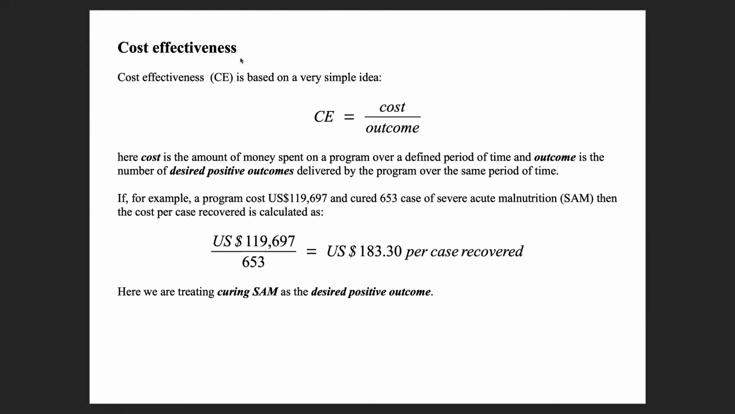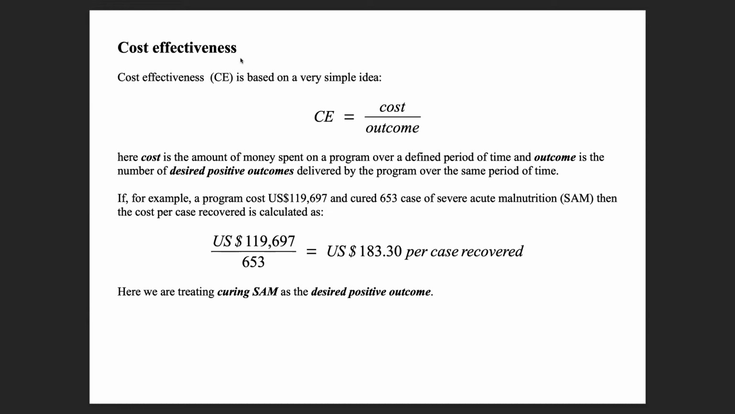Now, cost effectiveness, we're moving on from cost now to effectiveness, and it's based on a very simple idea. We just divide the cost of the program by the outcomes of the program. Here, cost is the amount of money spent over a defined period of time, and outcome is the desired positive outcomes delivered by that program over the same period of time. So this is money we spent to achieve this number of positive outcomes. These are desired positive outcomes.